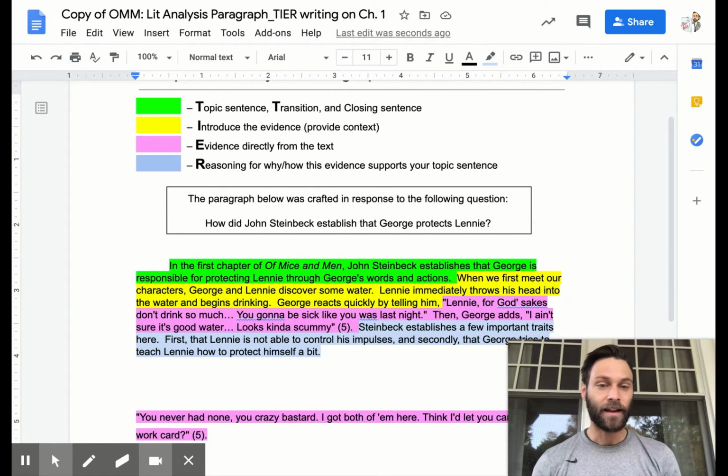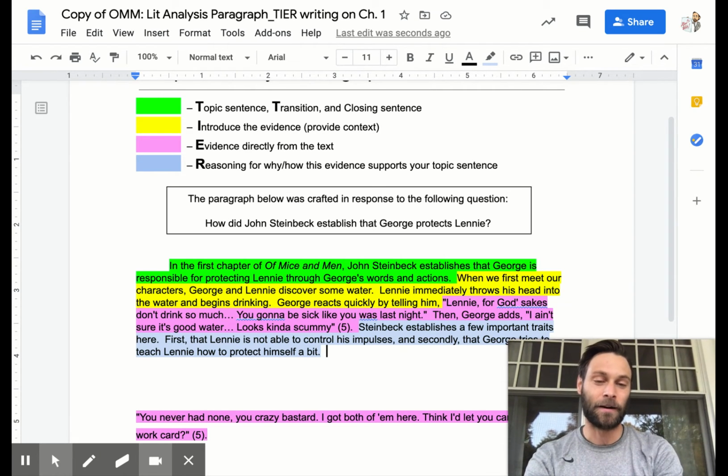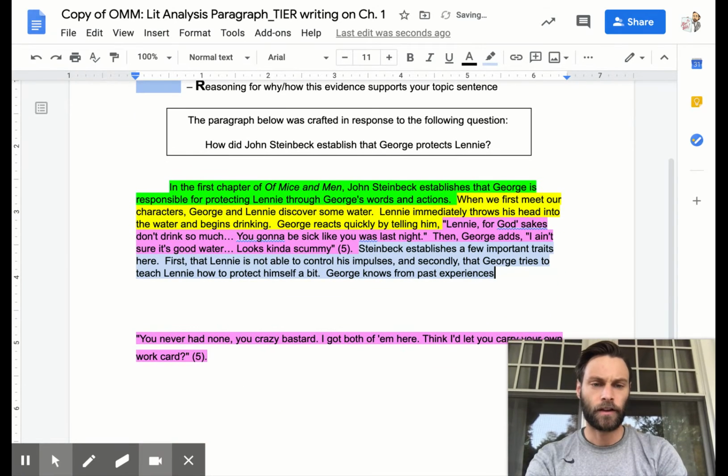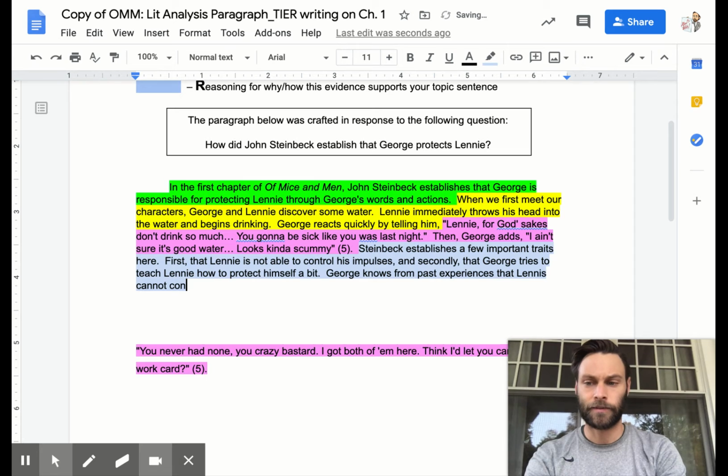And the fact that he says, you're going to be sick like you was last night. That means this is not a one-time thing, right? This is a pattern of Lenny. So I want to emphasize that. So maybe I'll say something like, George knows from past experiences that Lenny cannot control himself, nor can he determine what is or is not good drinking water.